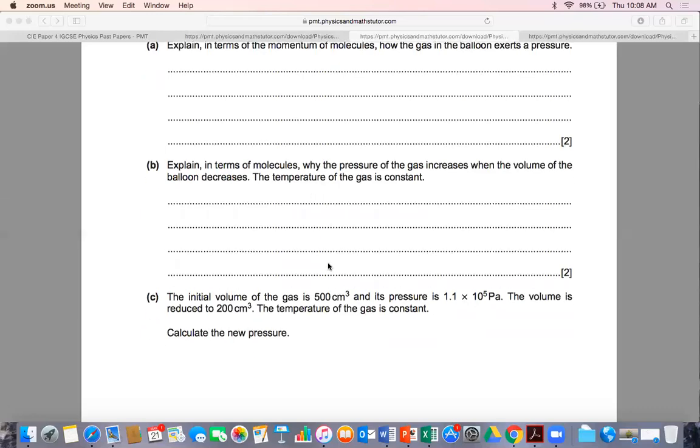Okay, let's look at C. The initial volume of the gas is 500 cm cubed, and the pressure is 1.1 times 10 to the power of 5 Pascal. The volume is reduced to 200 and the temperature of the gas is constant. So what is the new pressure? Is it 1100? No. Is it 550? No.